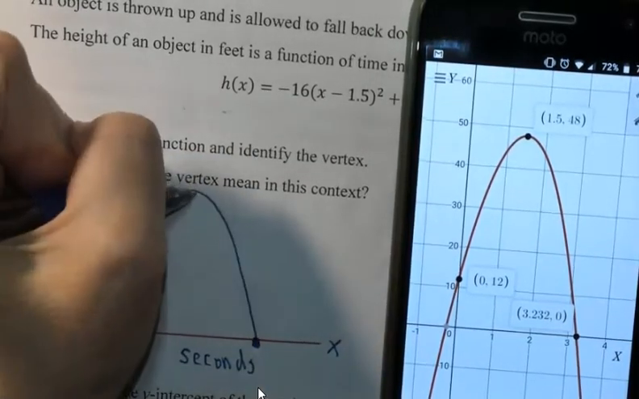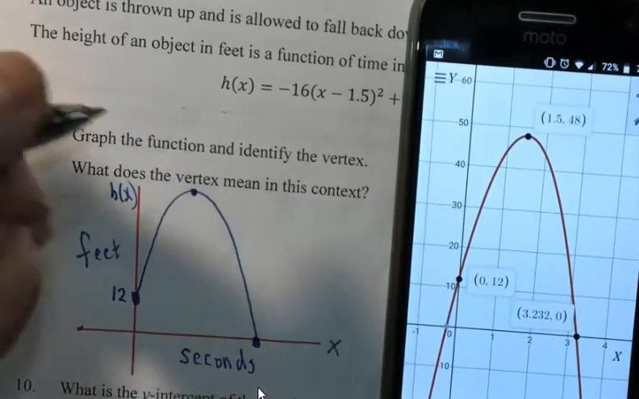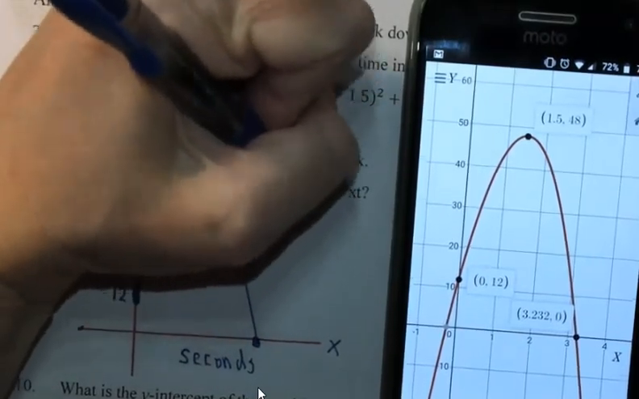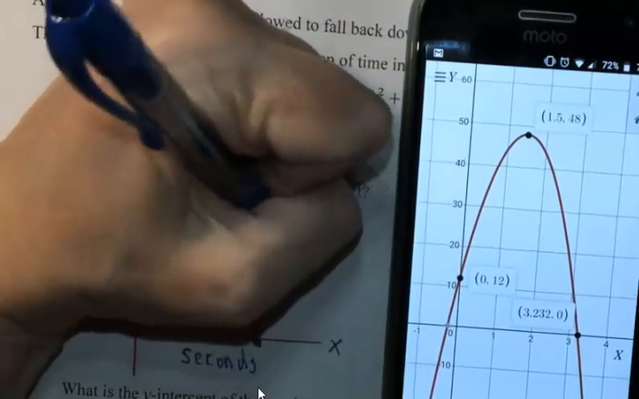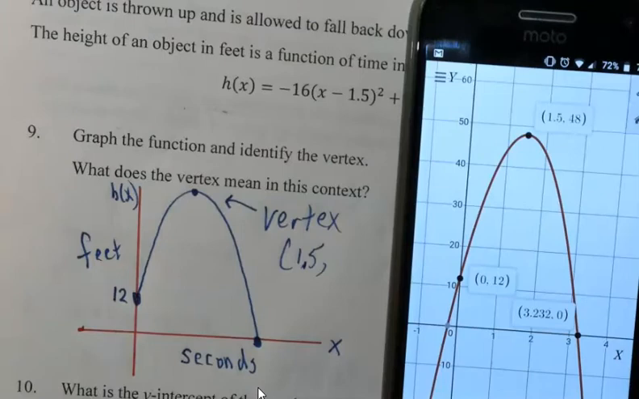And then we're going to put this vertex. So the vertex is the point at the top. So let's write the word vertex so we can identify it. And then let's write the ordered pair 1.5, comma, 48.